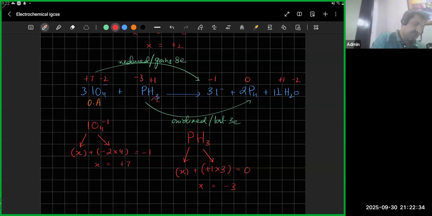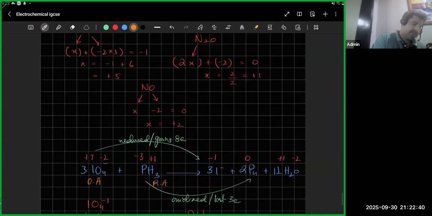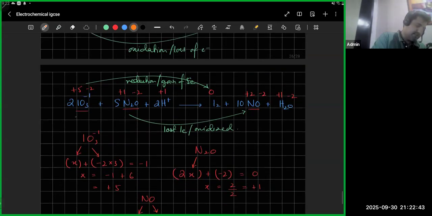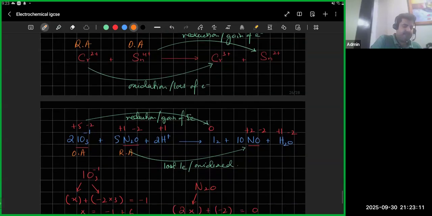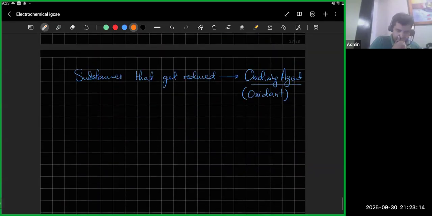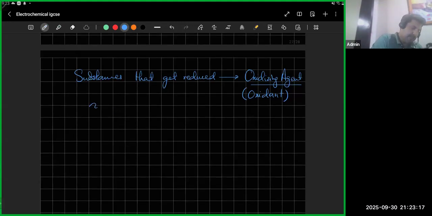And the substance that got oxidized, that's known as the reducing agent or the reductant, right? So make sure you know this. Whoever got reduced, that's your oxidizing agent. Whoever got oxidized, that's called your reducing agent. Chromium got oxidized, so that must be the reducing agent. Tin got reduced, so that must be the oxidizing agent. It's pretty simple, straightforward. Reduction happening, that's the oxidizing agent. Oxidation happening, then that substance is the reducing agent. Is that clear?